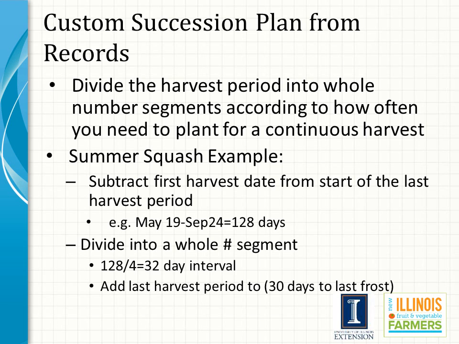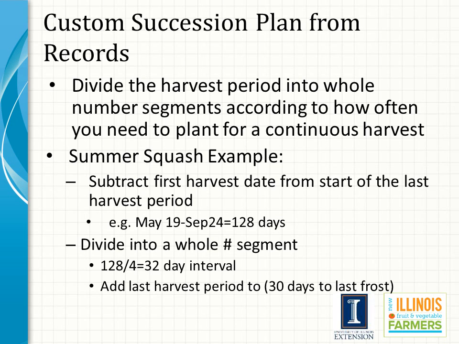You now can take that harvest period and divide it into whole number segments according to how often you need to have a new planting for a continuous harvest. In the summer squash example, you will have discovered a first harvesting date of May 19th and the beginning of the last harvest interval for the year as September 24th. In subtracting these days, you will get 128 days.